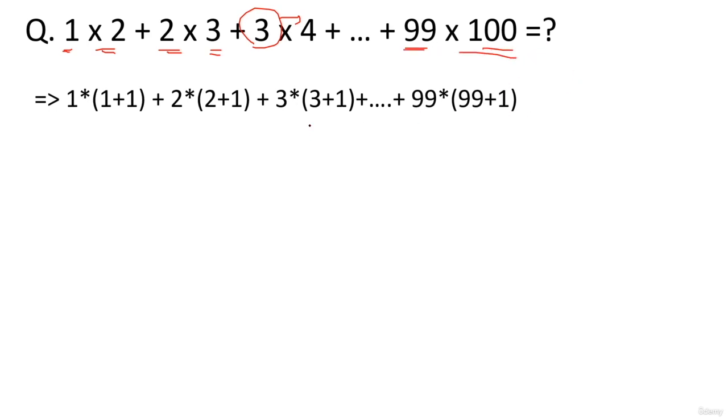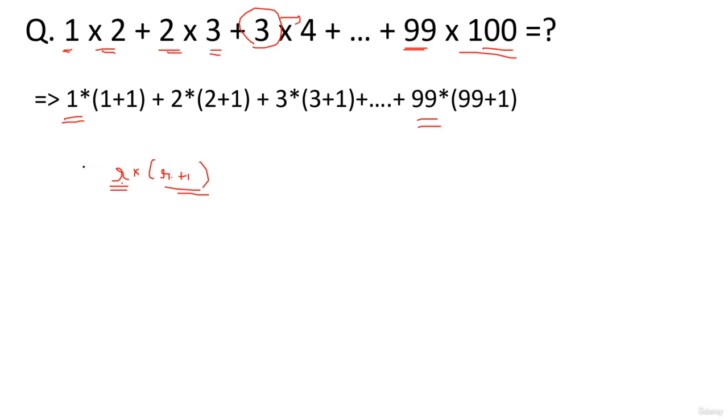Now what is happening here, guys, see, there are 99 terms such that you are starting from 1 and going till 99, and for every term we are multiplying by the next term, right? So you are basically writing all these terms like this, 1 into 1 plus 1, 2 into 2 plus 1, 3 into 3 plus 1. Till where are we doing this? Till 99 terms, right?